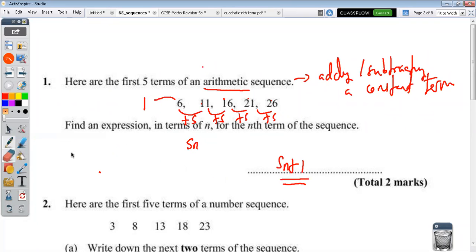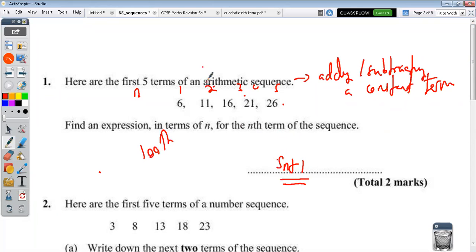Let's test it to see if it's correct. Remember, this is the position: first term, second term, third term, fourth term, fifth term. When n is equal to 5, what is 5 times 5? 25 plus 1, 26, correct? When n is equal to 4, 5 times 4, 20 plus 1, 21, correct? So you can find any term. If I say the 100th term, because I now have the formula, it will be 5 multiplied by 100 plus 1. It should be 501.